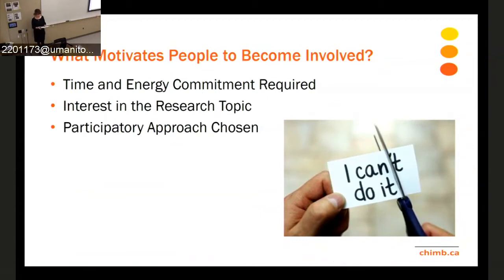And then when we talk about interest in the research topic, it can be quite empowering when the research topic is actually relevant to the personal journeys and life experiences of patients and partners and speaks to their values and aspirations. That's why it's usually good to have conversations with people ahead of time. It can motivate people to be more involved or to stay longer.